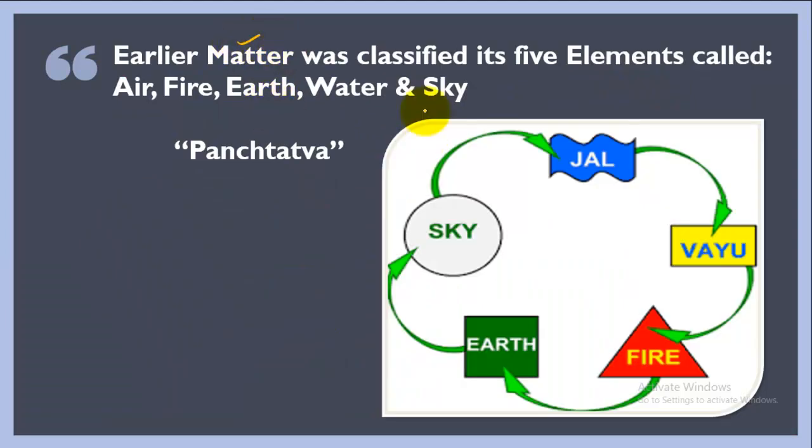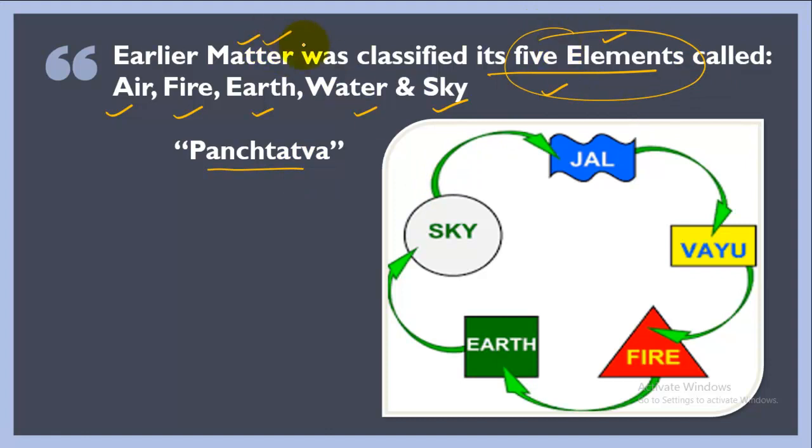Now earlier the matter was classified into 5 elements. In earlier times there were a few scientists who tried to classify matter. They classified the matter into 5 elements, and they were air, fire, earth, water and sky. And these were regarded as the 5 elements, also called Panch Tattva in Hindi. So these elements actually refer to the components of matter.